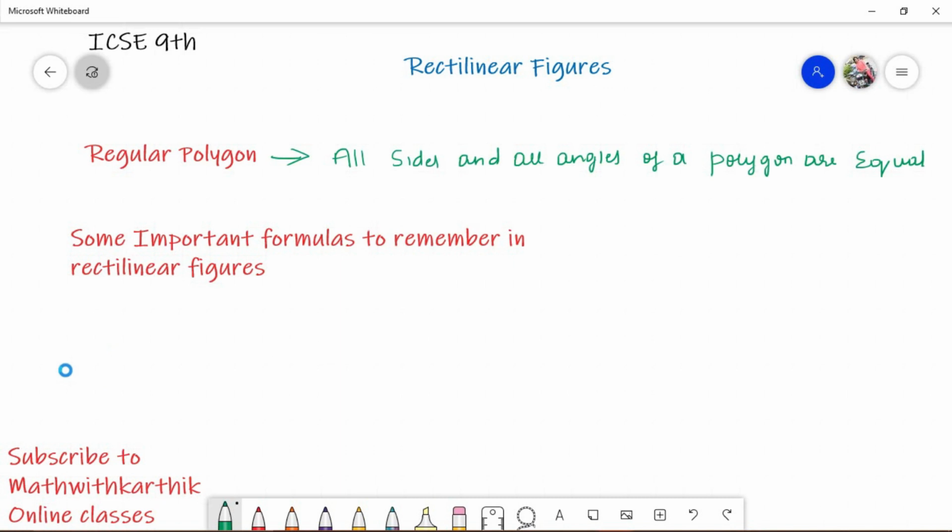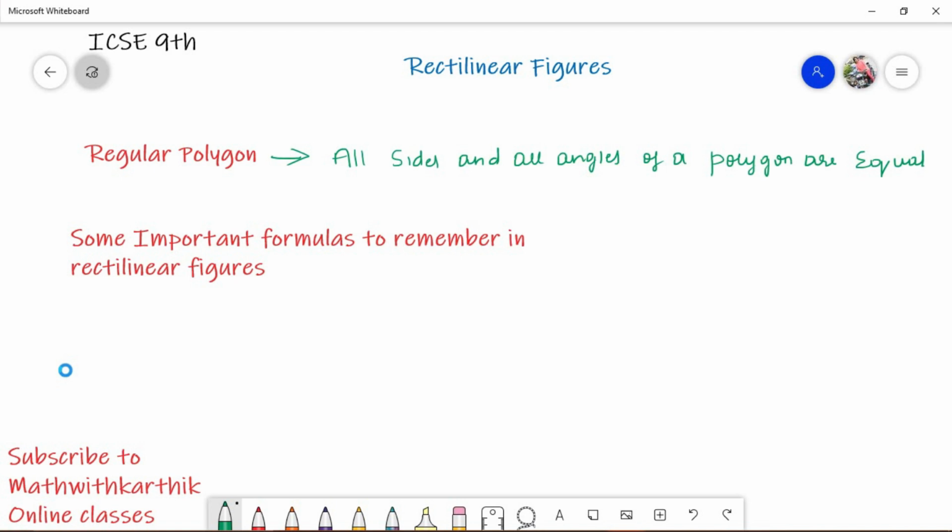The next topic, regular polygon. What do you mean by regular polygon? If all sides and all the angles of a polygon are equal, then we say that it is a regular polygon. What exactly does it mean? All the sides should be equal, all the interior angles should be equal to each other, and exterior angles also should be equal to each other.